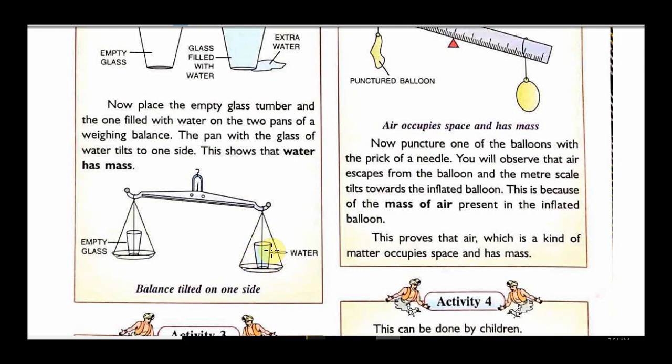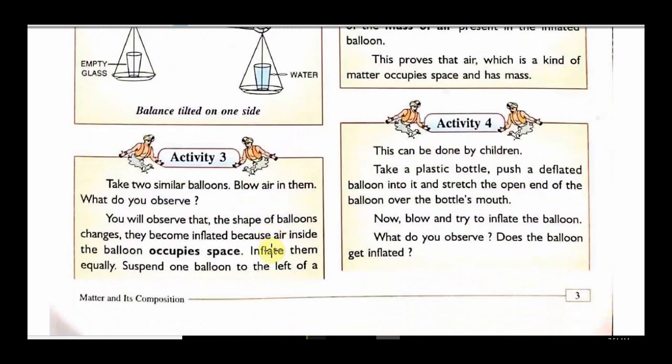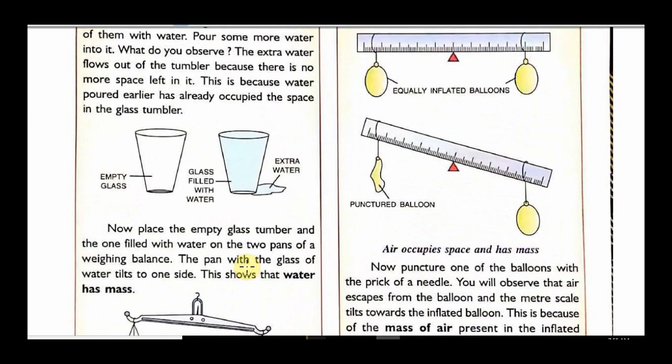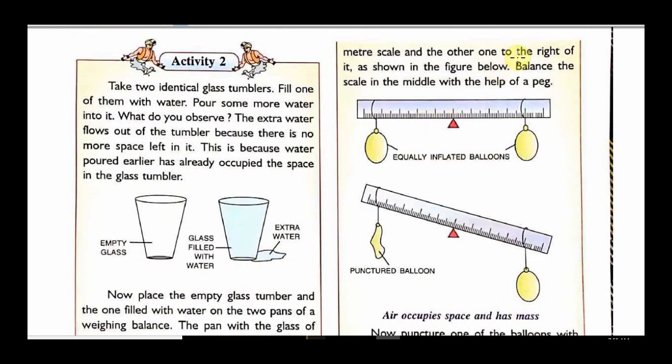Let us go to activity number 3, on the left hand side of your screen. Take 2 similar balloons and blow them up with air. What do you observe? You will observe that the shape of the balloons changes. They became inflated because the air inside occupies space. Inflate them equally and suspend one balloon on the left hand side of a scale and the other on the right hand side of the scale.